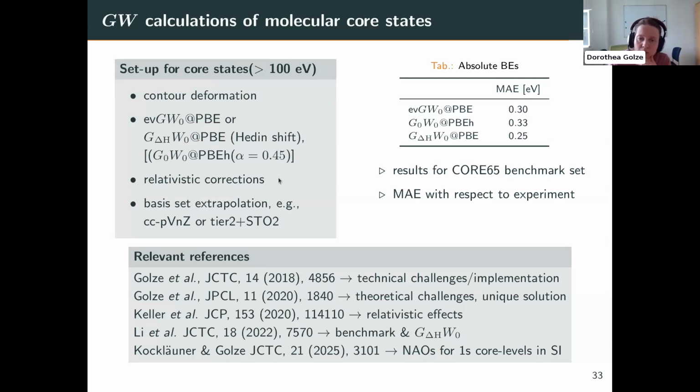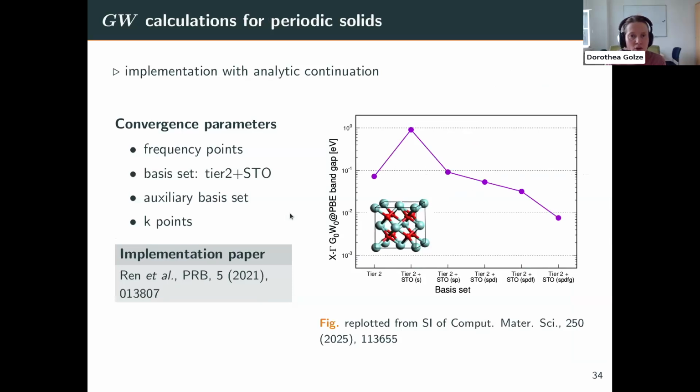You need relativistic corrections, of course, and you also need either a basis set extrapolation or, as I said, sometimes we can also design very specific basis sets to accelerate the convergence. We found that practically also tier 2 and then adding Slater type functions, so STOs, works also pretty well. Now for the periodic solids, it's the same story.